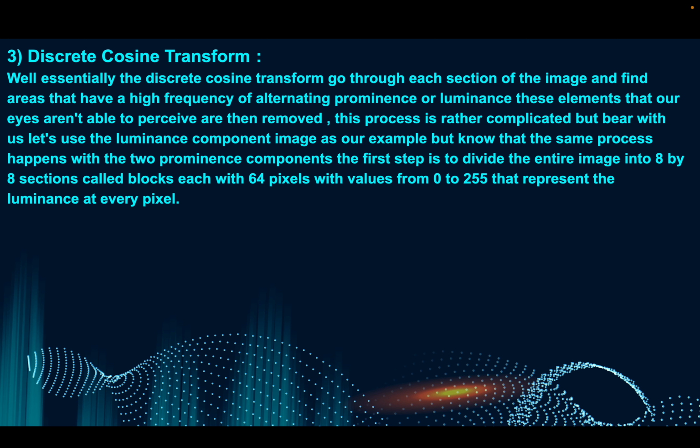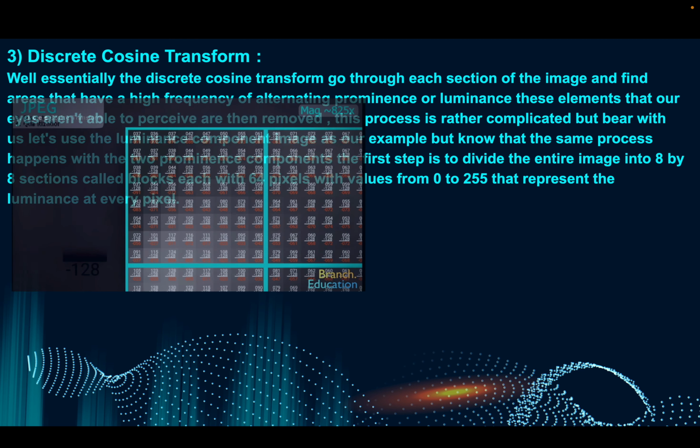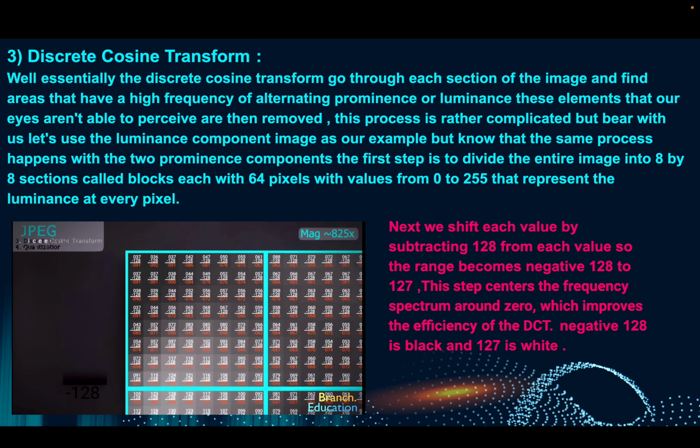Let's use the luminance component image as our example, but know that the same process happens with the two chrominance components. The first step is to divide the entire image into 8 by 8 sections called blocks, each with 64 pixels with values from 0 to 255 that represent luminance at every pixel. There is an error here, it is actually chrominance. Sorry for the mistake.